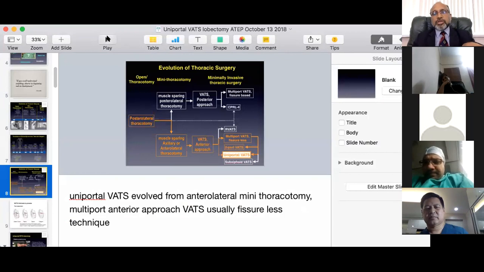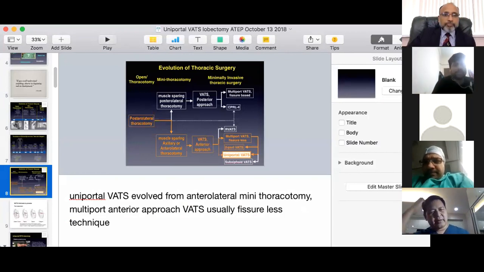Now, Edmund is just showing you these slides. Just have a quick look. Yeah. Just to show you that evolution, how we went from thoracotomy to VATS.